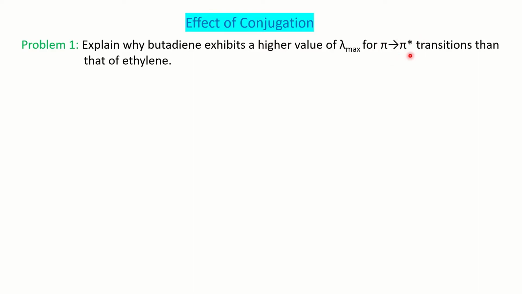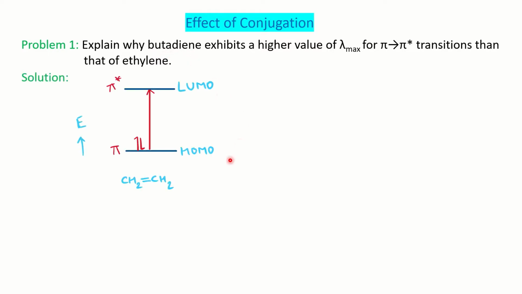Since we're talking about pi to pi star, because here you don't have any heteroatom in butadiene, we will see what happens. First, you can see here the ethylene molecule, and we are seeing this justification by using the energy level diagram. We can notice in ethene only one pi bond is there. It means a total of 2 electrons are there in the pi bond. You have one pi, which is the bonding orbital, and another pi star, which is the anti-bonding orbital.